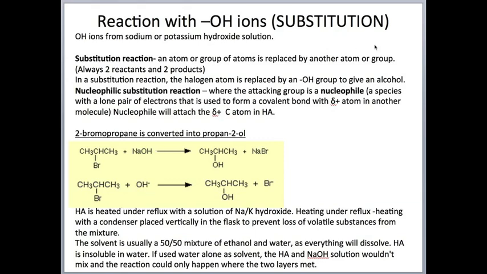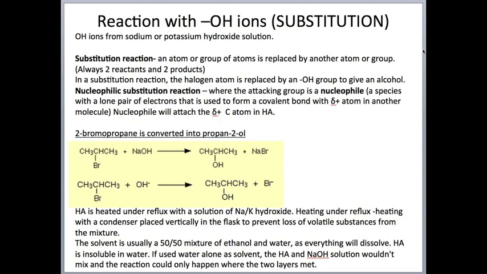A substitution reaction is when an atom or a group of atoms is replaced by another atom or group of atoms, and you will always have two reactants and two products. With halogenoalkanes, the halogen atom is usually replaced by an OH group to give an alcohol. This is also referred to as nucleophilic substitution, where the attacking group is a nucleophile. Just a reminder, a nucleophile is a species with a lone pair of electrons that is used to form a covalent bond with the delta positive atom in another molecule.